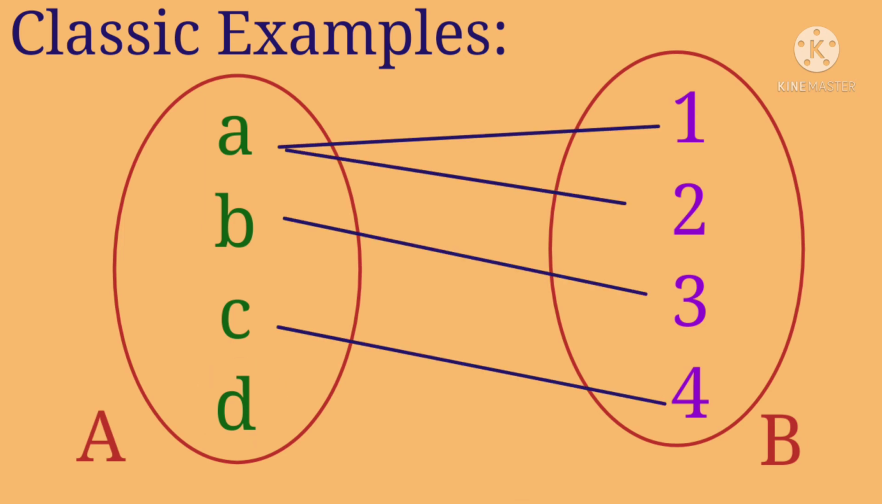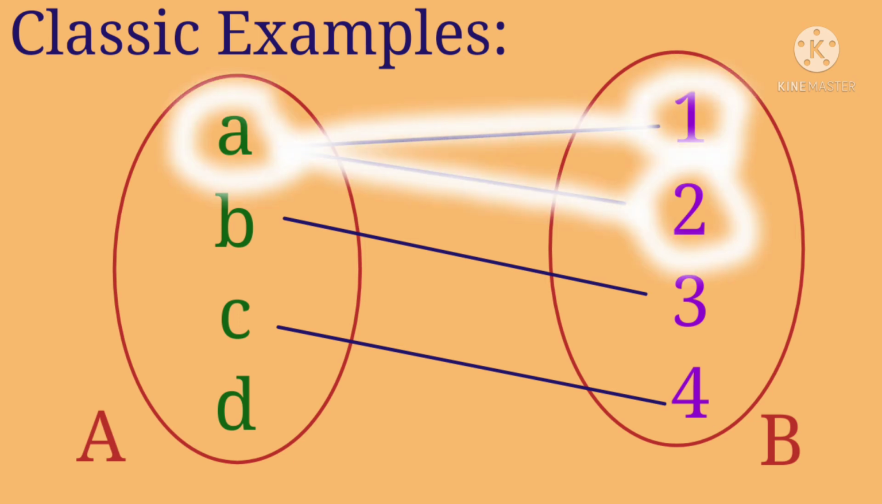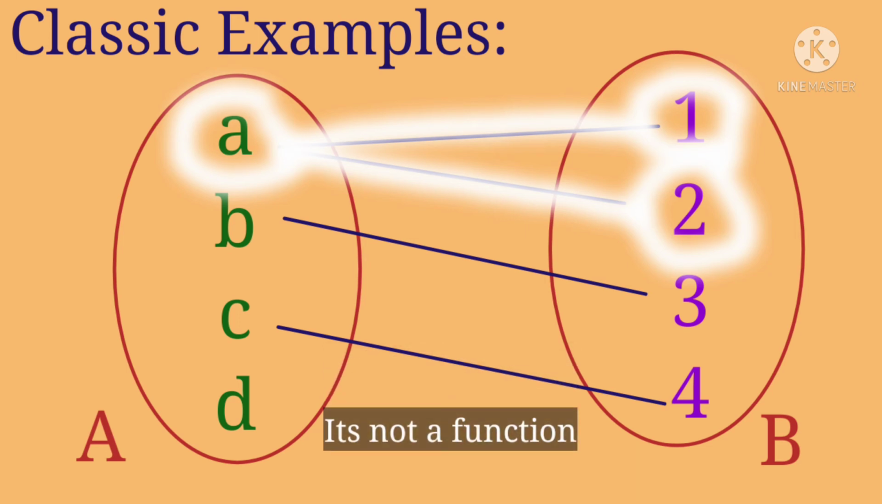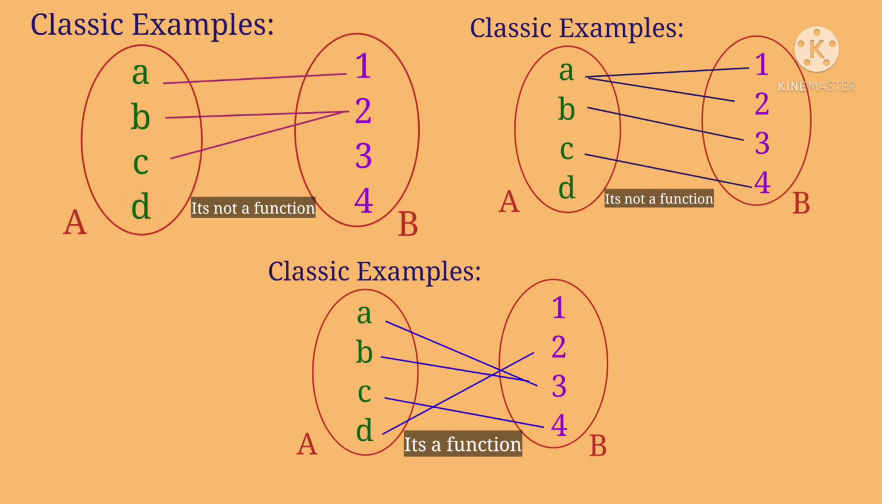Okay, now let's take a third type of example. Here also set A and set B are given, and according to the second condition, an element of A is related to more than one element of B. Here the element A in set A is related to two elements, that is 1 and 2. This should not happen in a function, so example 3 is not a function. I've gone through the three different types of examples with three different types of solutions. Still, if you have any queries, don't forget to comment in the comment box.